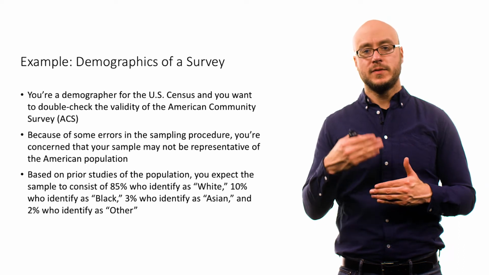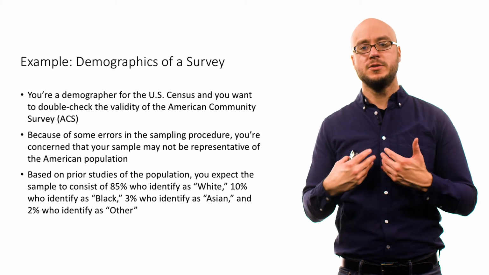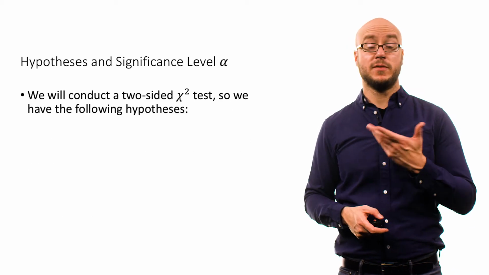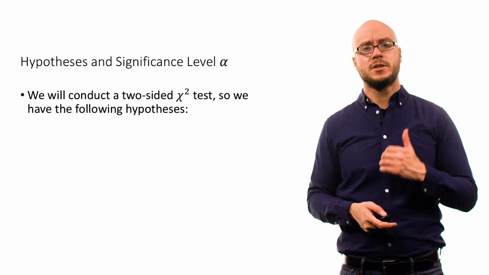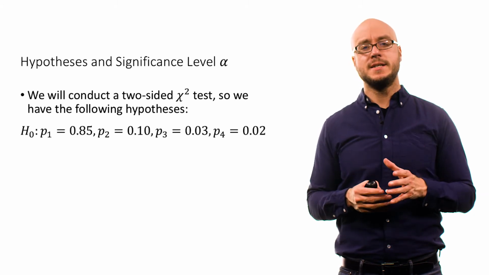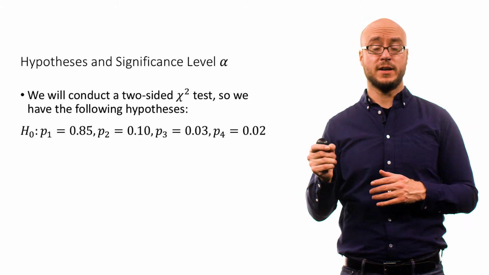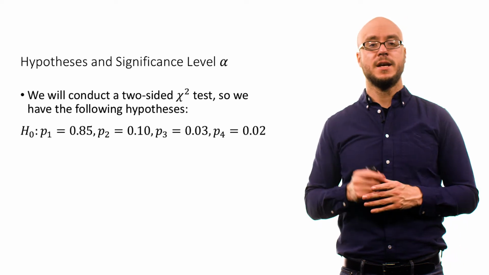And the idea is that you have these expected or claimed proportions or percentages in the population. You want to use your data to make a chi-square one-way goodness of fit test. Does your data conform to this distribution? So we're going to conduct a two-sided chi-square test. So we have the following hypotheses. The null is that the population proportion for each of our different categories, or each of our different self-identified racial or ethnic groups, is equal to what we'd expect based on prior research. So we'd expect roughly 85% to be white, 10% to black, and so on and so forth.